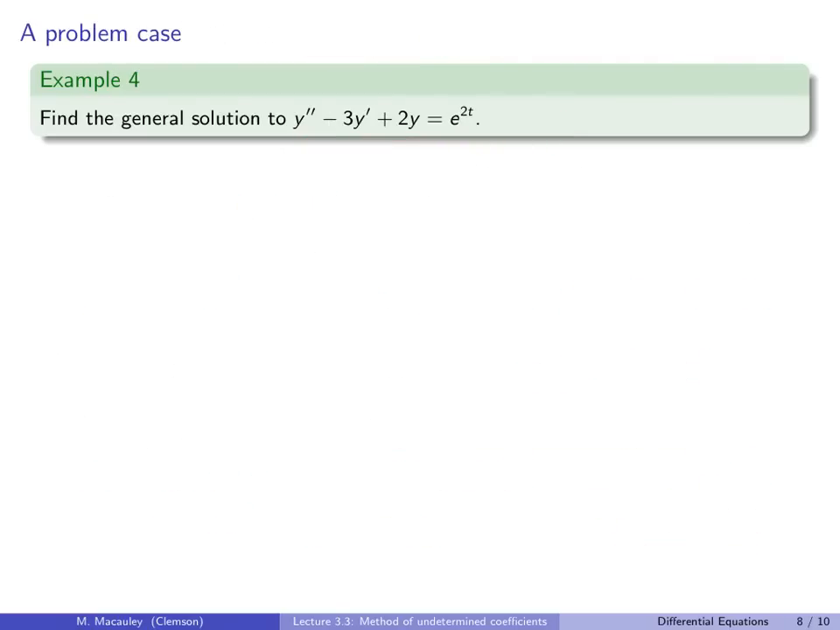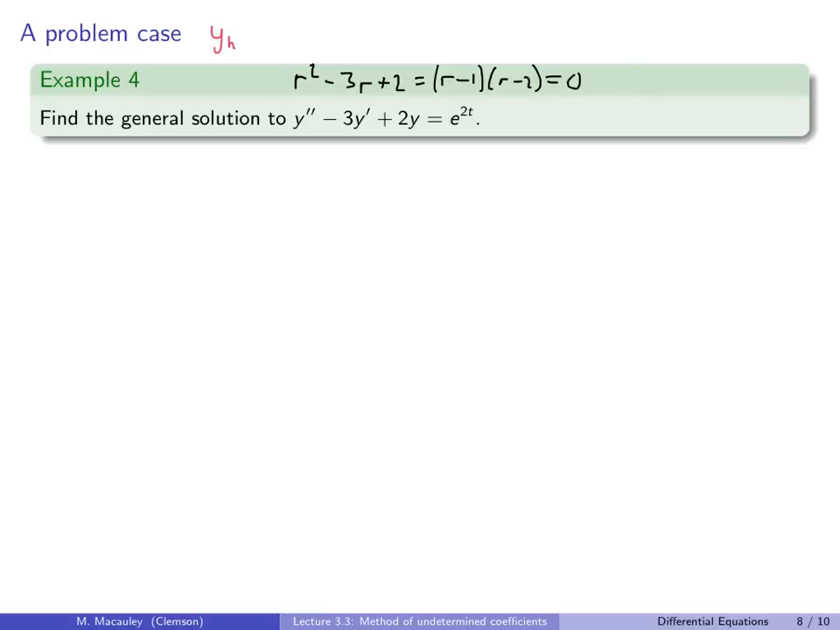Okay, so here's another example. This is actually going to be a problem case, and it may not be apparent why. It looks pretty tame, like the first one we did. Well, let's proceed as before, and it'll soon become apparent as to what the issue here is. So the characteristic equation of this is r squared minus 3r plus 2 equals r minus 1 times r minus 2 equals 0.